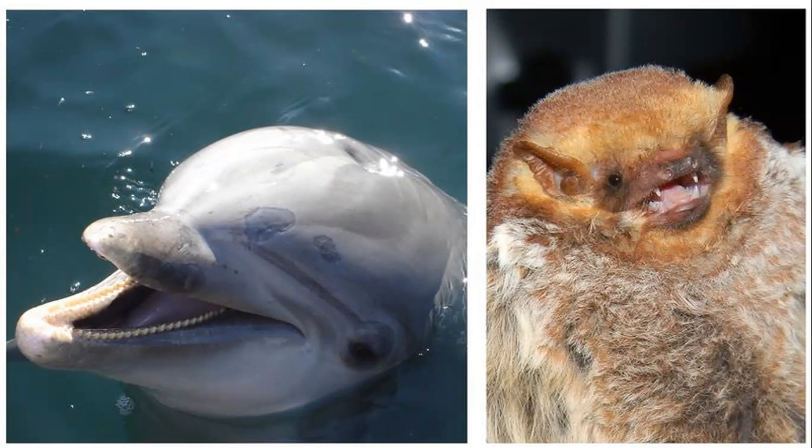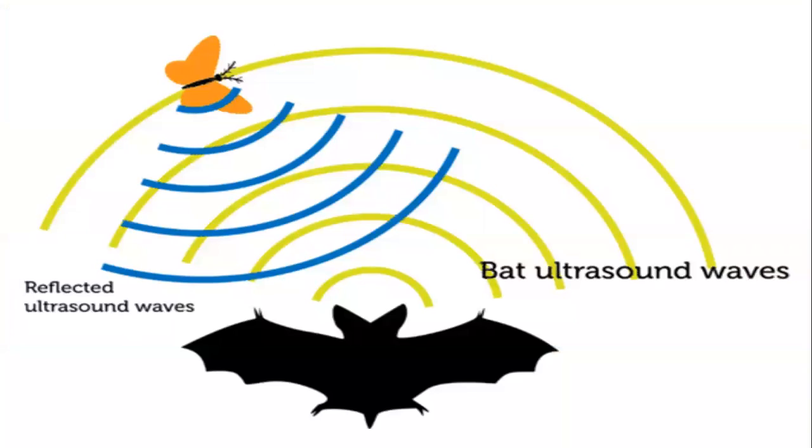Uses of ultrasound include echolocation, sonar, and ultrasonography. Echolocation is when animals such as bats and dolphins send out ultrasound waves and use their echoes or reflected waves to identify the locations of objects they cannot see. This is called echolocation. Animals use echolocation to find prey and avoid running into objects in the dark. You can see in this picture how a bat uses echolocation to find its insect prey.